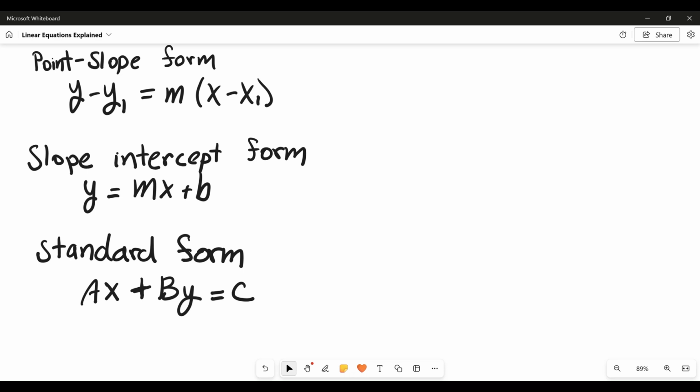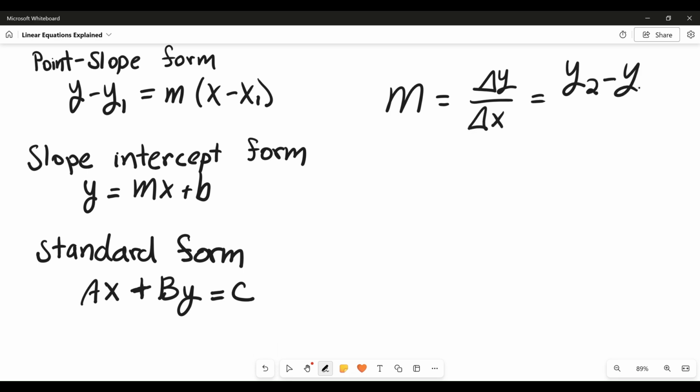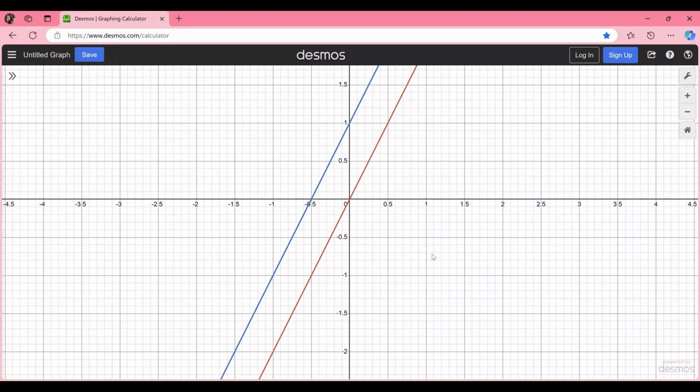Now I'm going to show you that just by knowing the slope equation, you can easily get all of these 3 forms. Remember that the slope equation is m equals change in y over change in x, which is y2 minus y1 over x2 minus x1. Before I talk about where each form comes from or how each form is created just by knowing the slope, I want to first go back to a point that I made earlier.